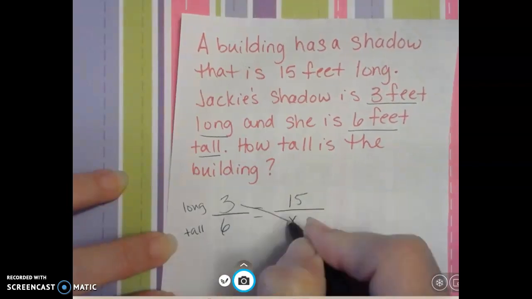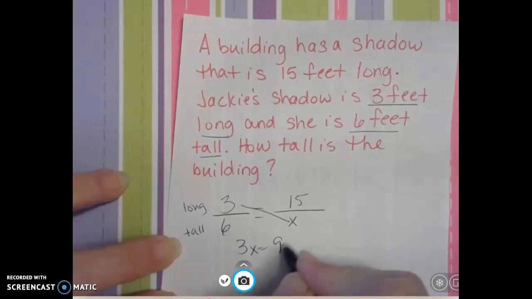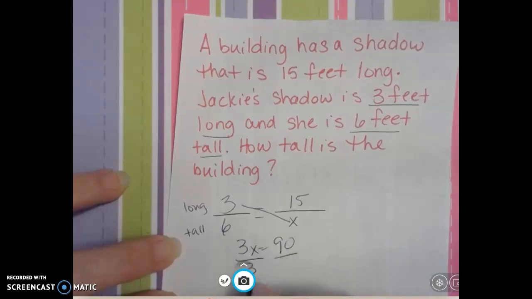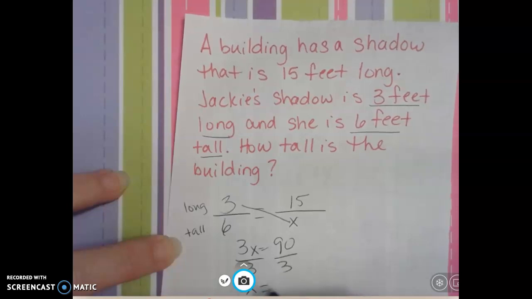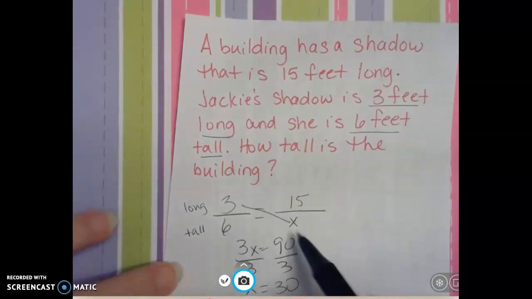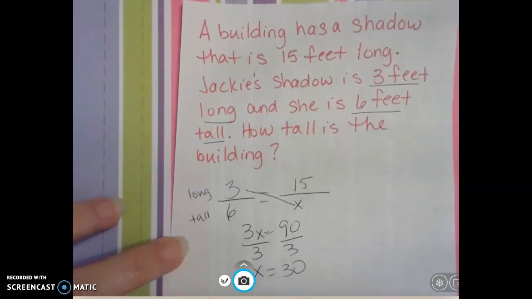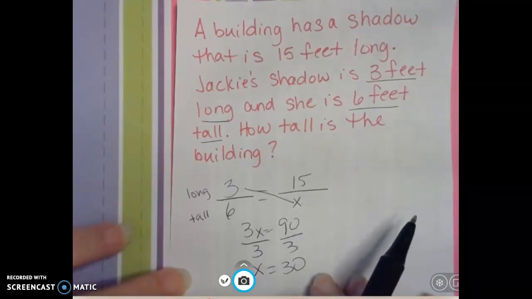So 3x equals 15 times 6, which is 90. Divide both sides by 3, and I believe that's going to be 30. So that means the building is 30 feet tall, because that's where our x is. So again, not that difficult.